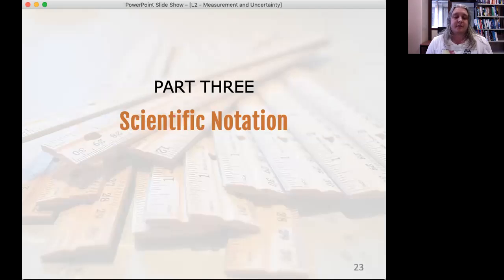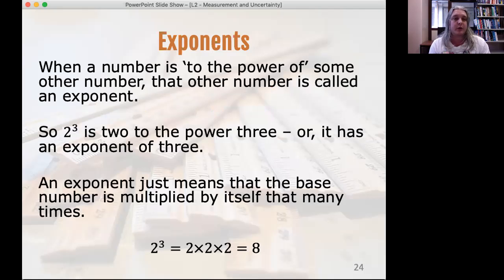The next part of this lesson is about scientific notation. To start with, though, we're going to talk about exponents a little bit more. I've already mentioned them when I was talking about centimeters squared and stuff. We're going to talk about them a little bit more. We already met the idea that an exponent just means something to the power of itself, to multiply by itself as many times as the power says. 2 to the power of 3 is 2 times itself 3 times. So 2 times 2 times 2.